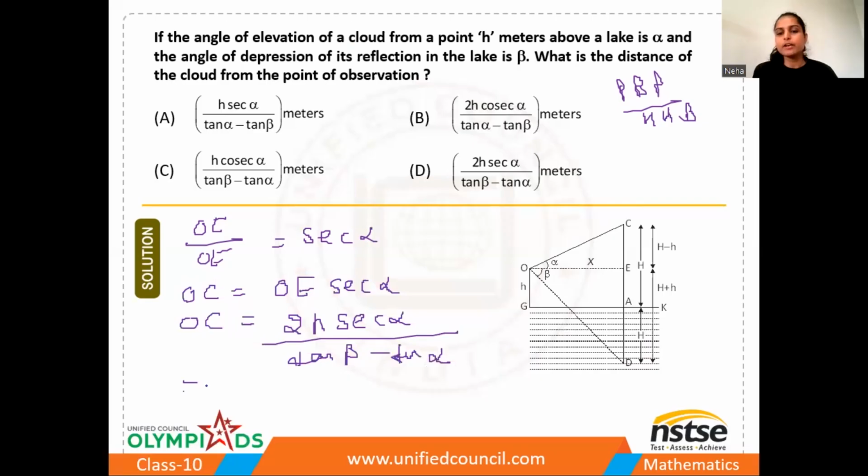So I can say that the value of OC is nothing but 2h sec alpha upon tan beta minus tan alpha meters. That is, yes, option D is your right answer.